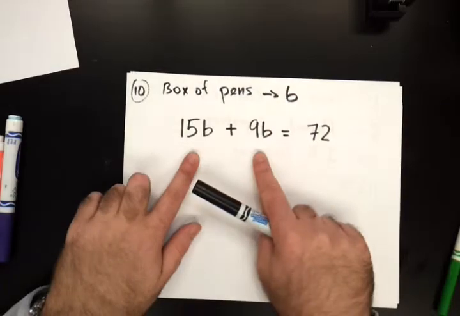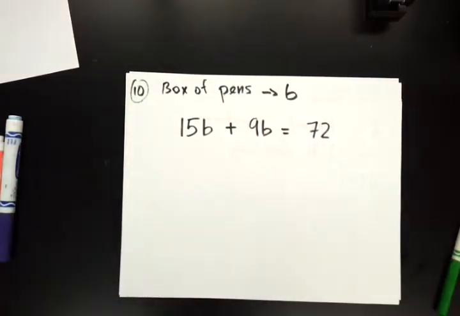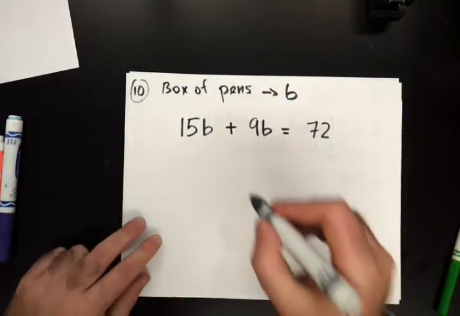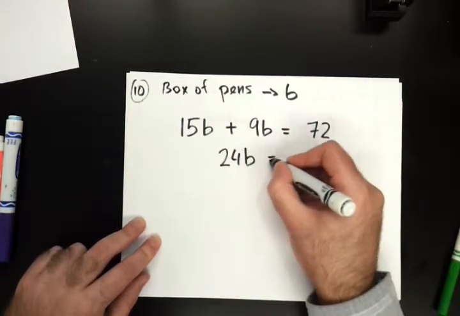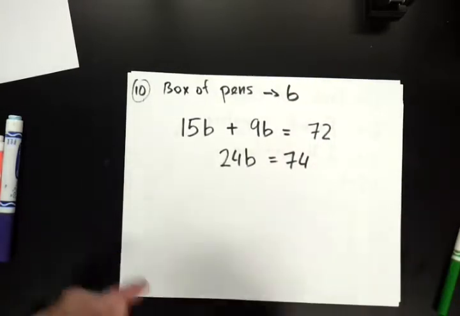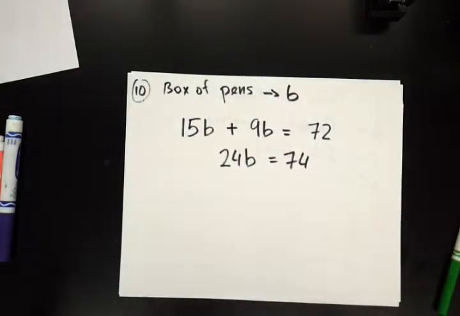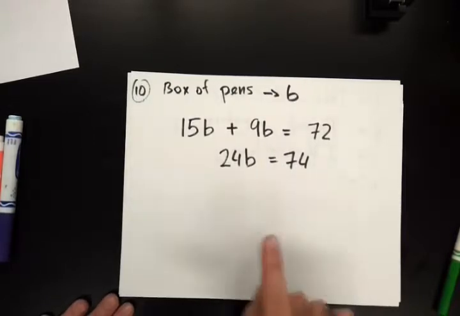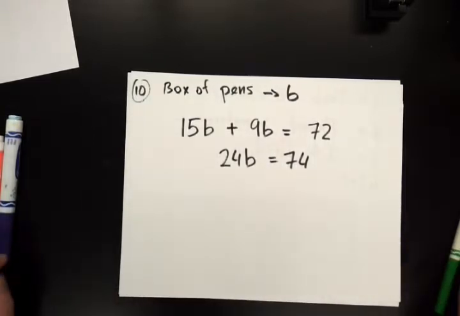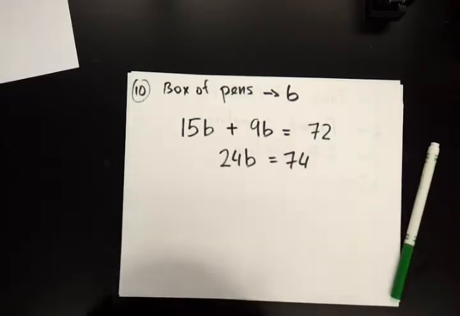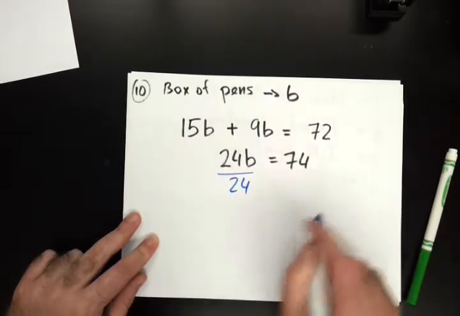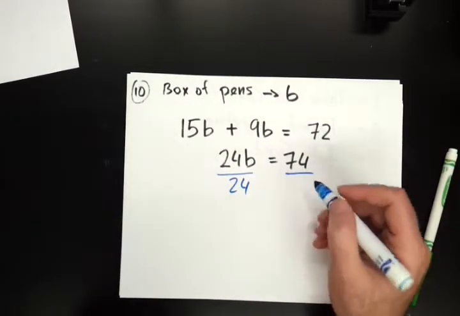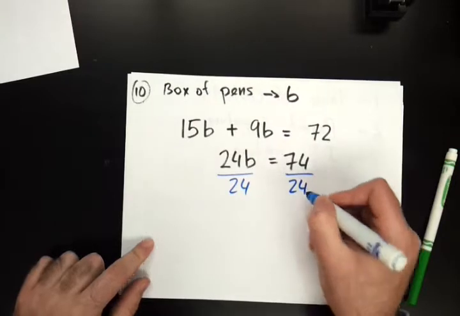So we have 2 B terms here. They're like terms. I can combine them. What's 15B plus 9B? That's 24B equals 72. And from this point on, you should be able to solve the problem because you know how to solve a single step equation. Isolate and solve for B. I'm going to go ahead and divide both sides by 24. The B is being multiplied by 24. The opposite, sorry, is to divide.